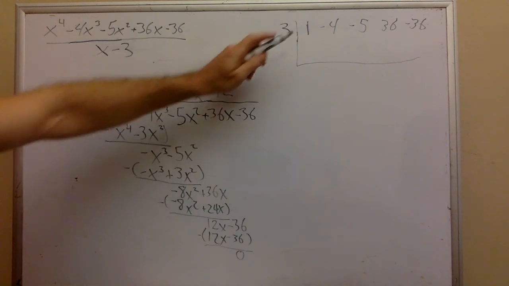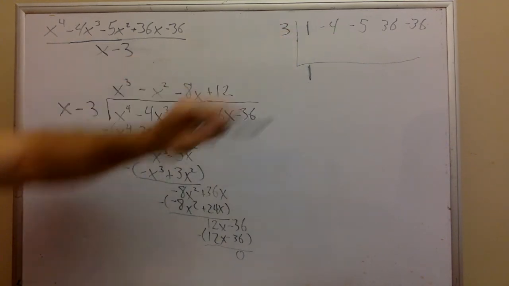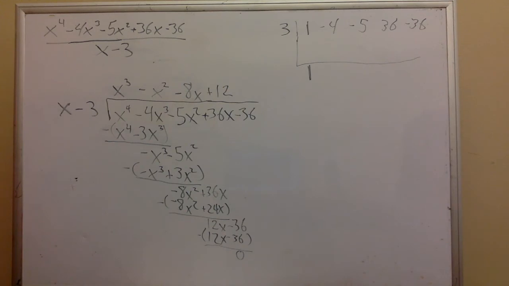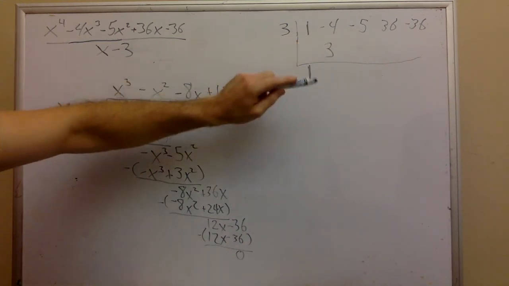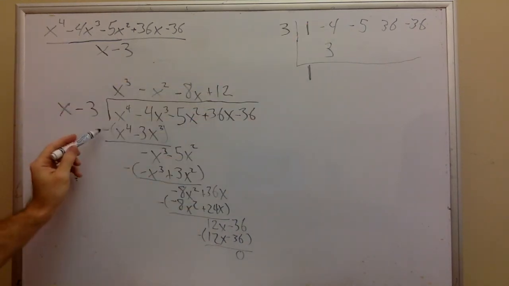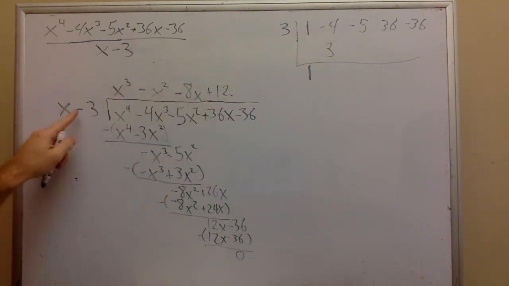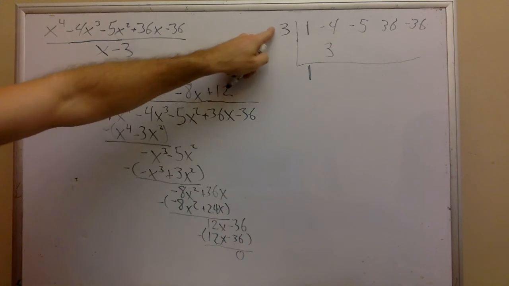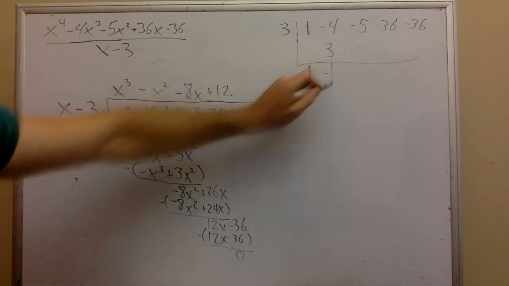Okay, welcome back. So we're going to go ahead and first step, drop our leading coefficient. Then we do two steps. We multiply, so 3 times 1, put that here, and then we add. Notice here we subtracted. In synthetic division we add. Notice that we have the reverse happening here. We had a -3 here, we have a +3 here. Okay, so I add those together, I get a -1.